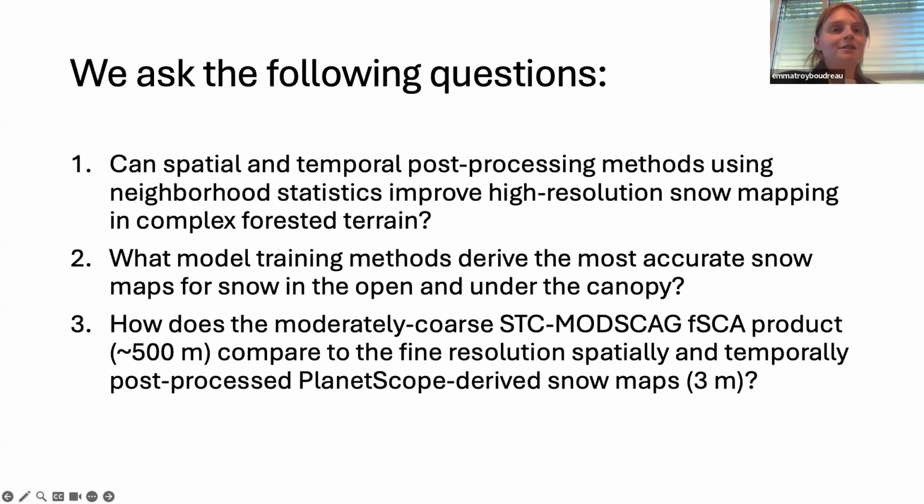In this work, we ask the following questions. Can spatial and temporal post-processing methods using neighborhood statistics improve high resolution snow mapping? And what model training method can derive the most accurate snow maps? And how does the moderately coarse spatially and temporally complete MODSCAG fraction of snow covered area product compare to these fine resolution spatially temporally adjusted snow maps?